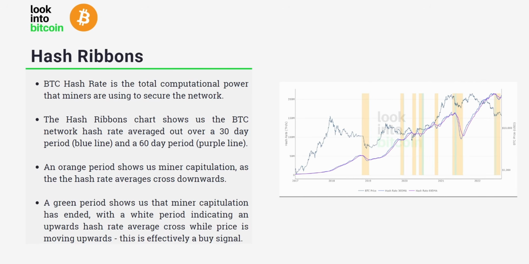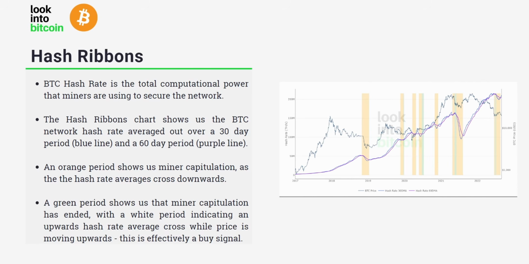Along with that, we have the green background periods, which are often far briefer than the orange periods, and these show us that often the miner capitulation has ended due to the 30-day hash rate average crossing above the 60-day hash rate average. But these green periods, even though they signify a bullish crossover in the hash ribbons, do not necessarily indicate a potentially great area to buy, as even though we've had this bullish cross, we are not seeing any positive reaction in price just yet.